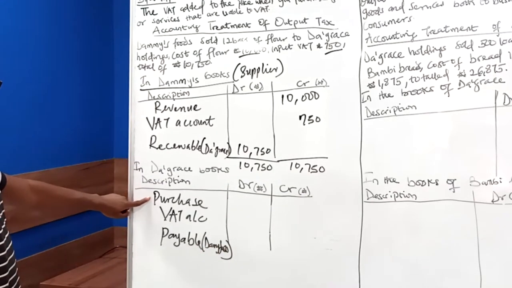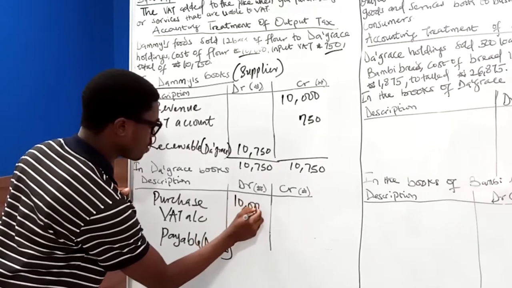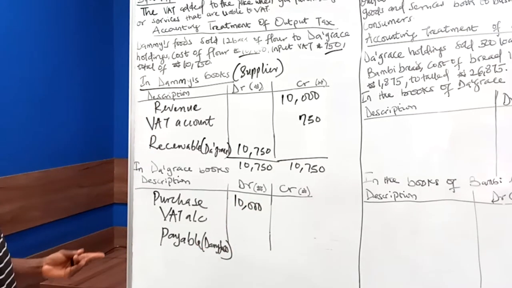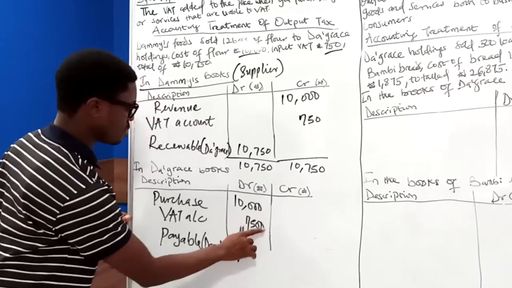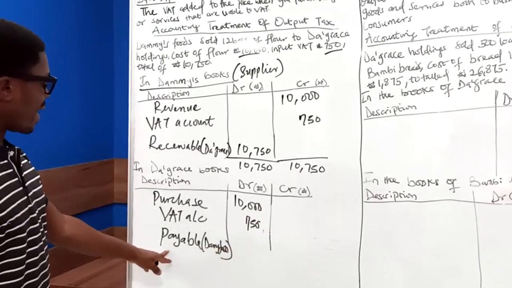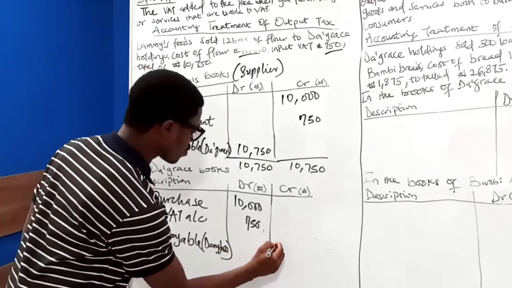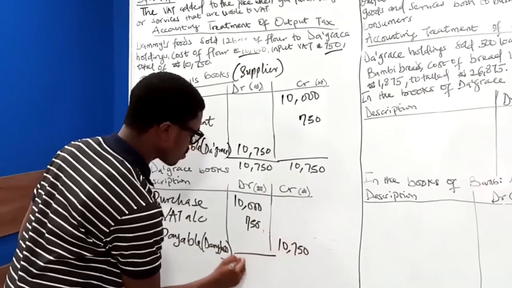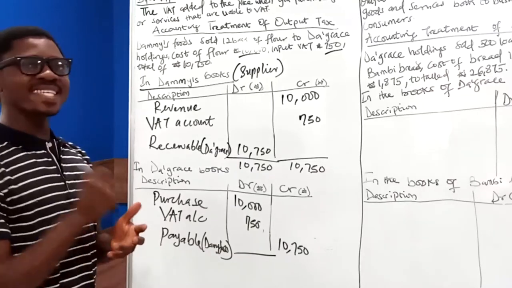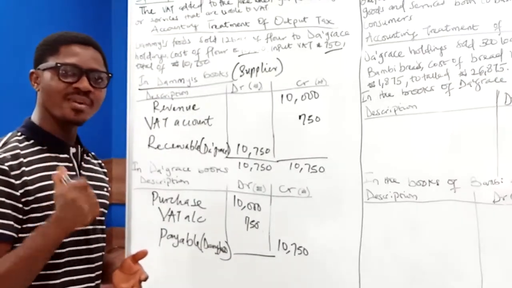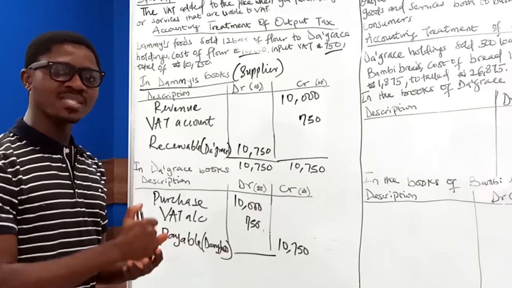So what do we do to purchases? Purchases will be debited with 10,000. The VAT account will be debited with 750. While the payable account, which is the sum of the contract plus the VAT, will be remitted to Dami's Food. Recall that in the previous episode, it was mentioned that the supplier is the agent of the government to release value added tax, while the customer is the agent of the government to recharge and remit withholding tax.